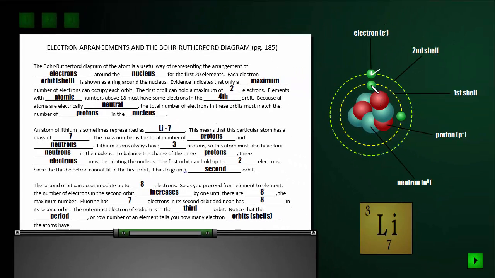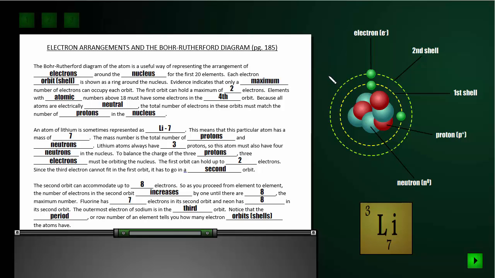So as we said, the first orbit here can hold 2 electrons, and we can see that here with the lithium atom. That shell or orbit is now full. When we go to the 2nd shell here, it can hold a maximum of 8 electrons, and I'll show you how we draw those in a moment. Once this shell has 8 electrons, it's now full, and then we would have to go to a 3rd shell. And once that's full, we'd go to a 4th and to a 5th, etc.